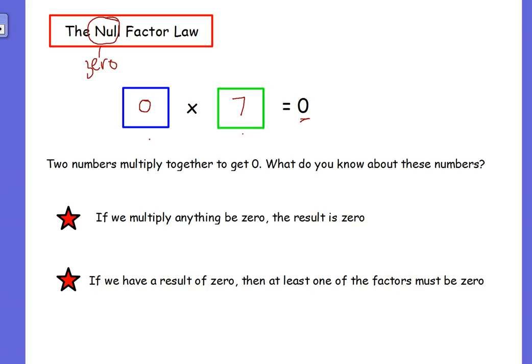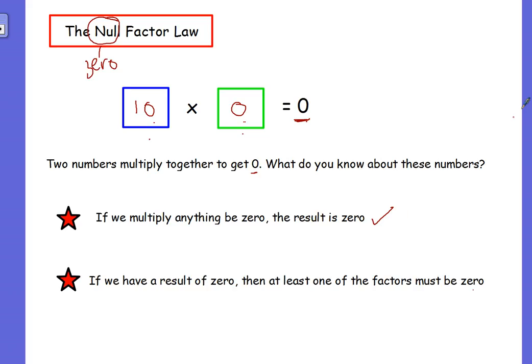Or if you have a 10 here, for example, and you need it to multiply by something to get 0, then that thing in the box has to be 0. Two numbers multiply to get 0, what do you know about them? That one of them has to be 0. You know that if you multiply anything by 0, the result is 0. The converse of that is if you have a result of 0, then you know at least one of the factors must be 0. That's what we said here. If you know your answer is 0, then one or the other has to be 0.